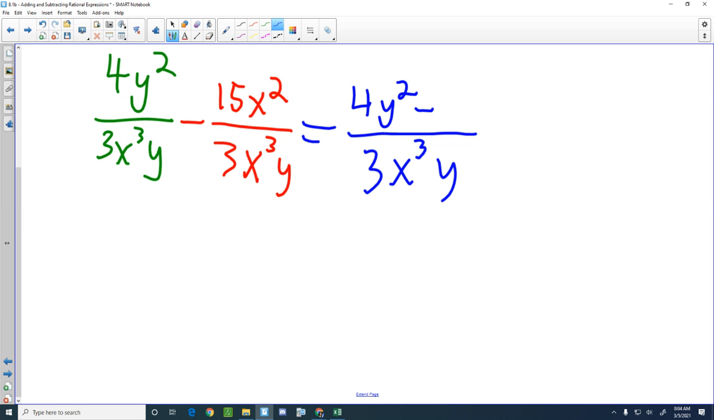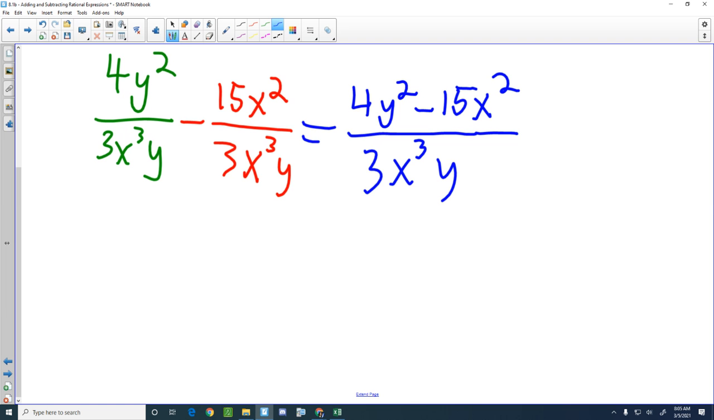And just make sure that's a minus sign, right? That's really the only difference for subtraction versus addition. It's just a different symbol in the middle. Nothing else is really going to happen. Minus 15x squared, because those are still different terms. They have different variables with different exponents, so we can't combine them.